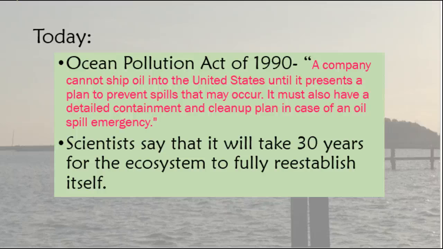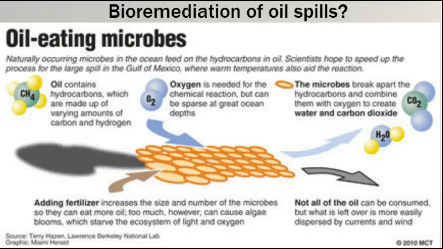You can't ship oil into the U.S. unless you have a plan to prevent spills and also a containment and cleanup plan in case it does cause a spill. And part of the reason for this is that it can take at least 30 years for the ecosystem to recover from an oil spill, even a minor one. Now, one option that is looking kind of promising is bioremediation, where they're actually thinking about taking things like algae and different microbes in that will break apart the oil at a molecular level and turn it back into non-toxic compounds that can be released into the environment. So that's a promising future treatment.